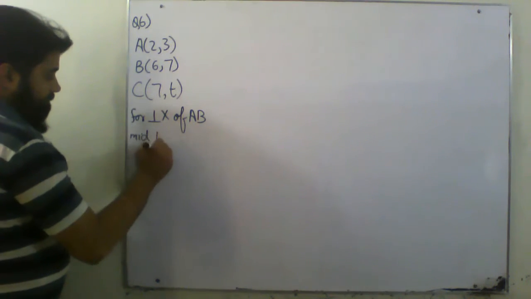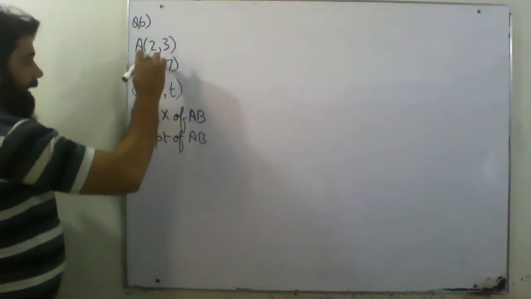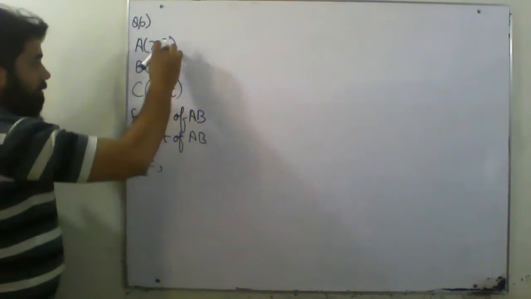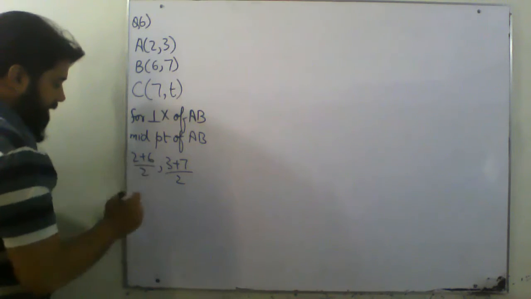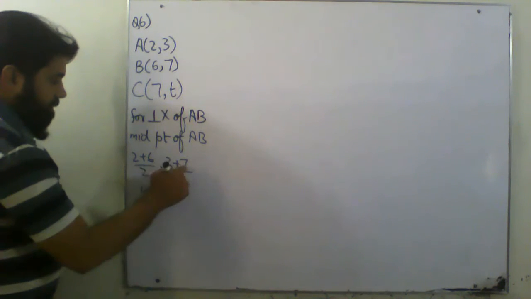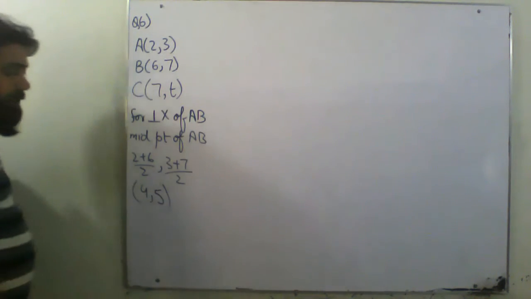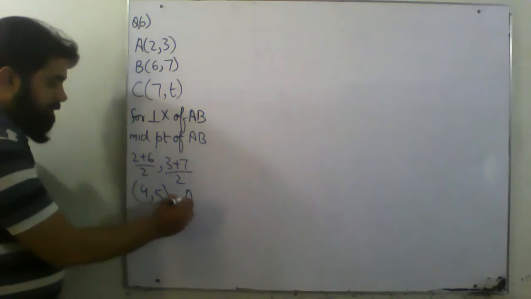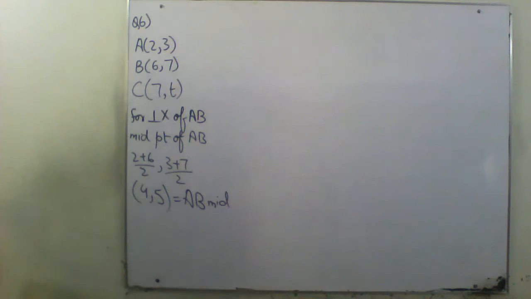Midpoint of AB. What will be the midpoint? (x1 plus x2) over 2, (y1 plus y2) over 2. So 2 plus 6 is 8, divided by 2 will be 4. 3 plus 7 is 10, divided by 2 will be 5. The midpoint of AB is (4, 5).